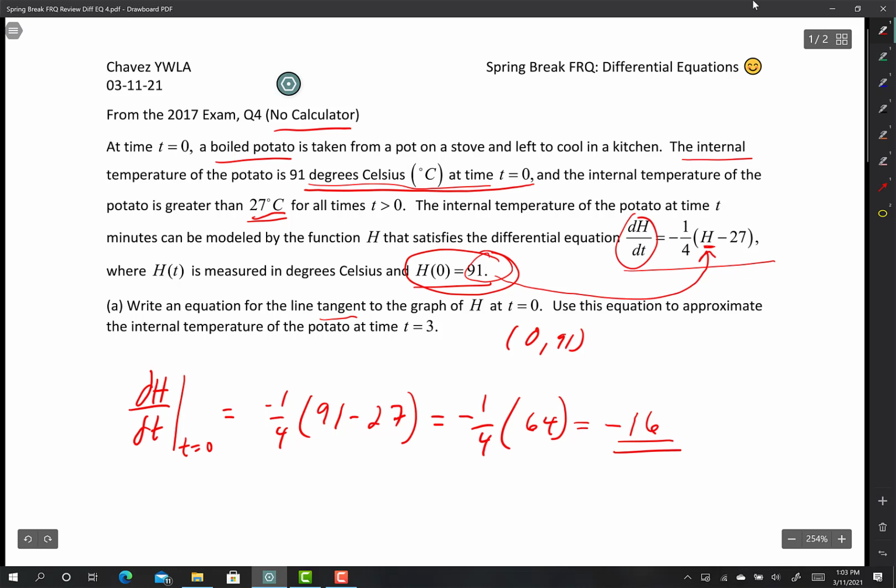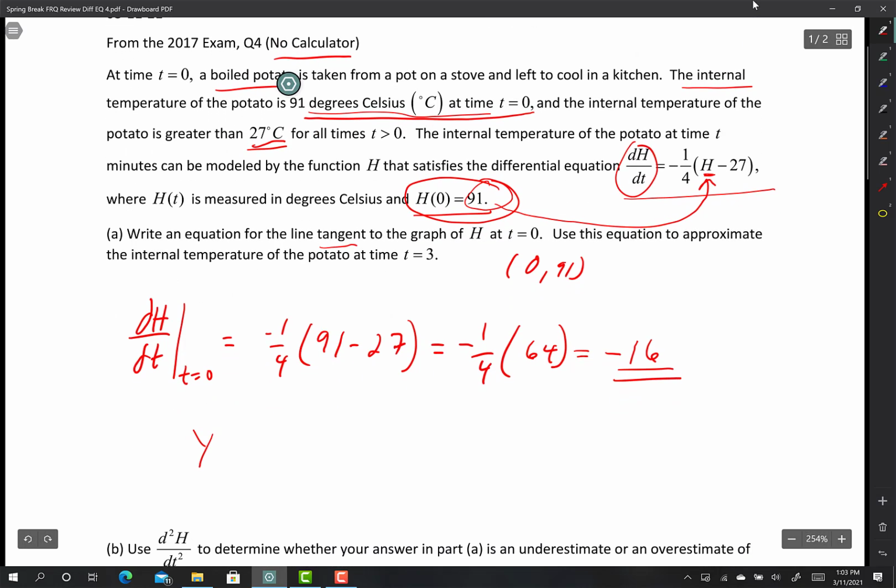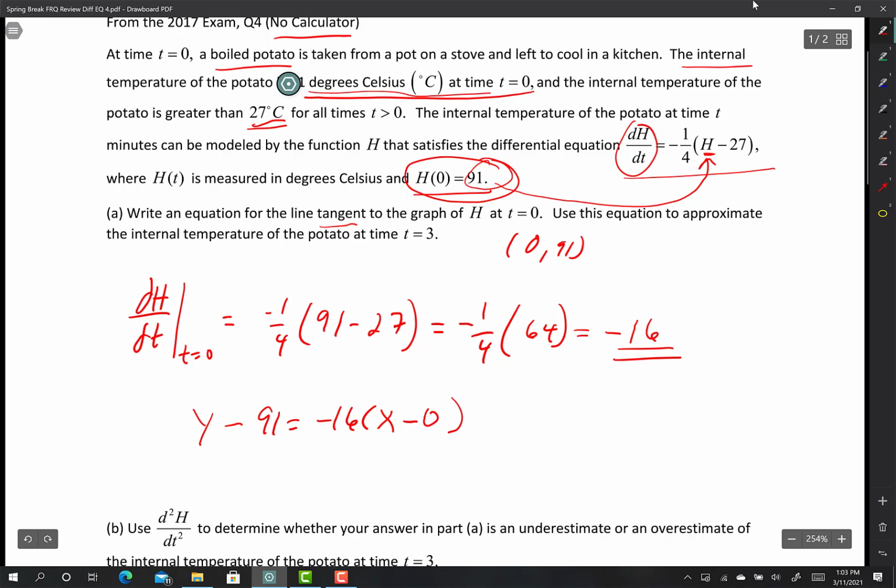So I got it, guys. I need a point and a slope. So here we go. y minus 91 equals negative 16, and technically it's t, right? But I'm going to write x minus 0. This is what I'm going to use to approximate h of 3. So I'm going to move that 91 to the right hand side, and I'm going to say this: h of 3 is approximately negative 16 times 3 plus 91.